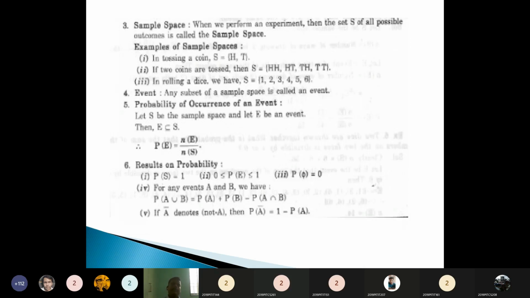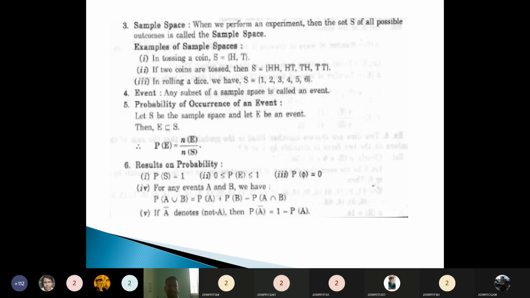Sample space. When we perform an experiment, the set of all possible outcomes of the random experiment is the sample space. You all know the sample space; you studied this probability concept in the fourth semester. So let us recollect the concept, then we move on to the problem.